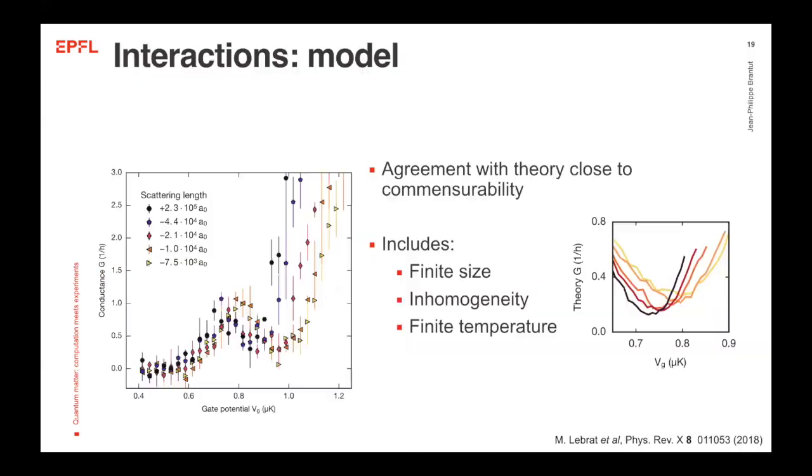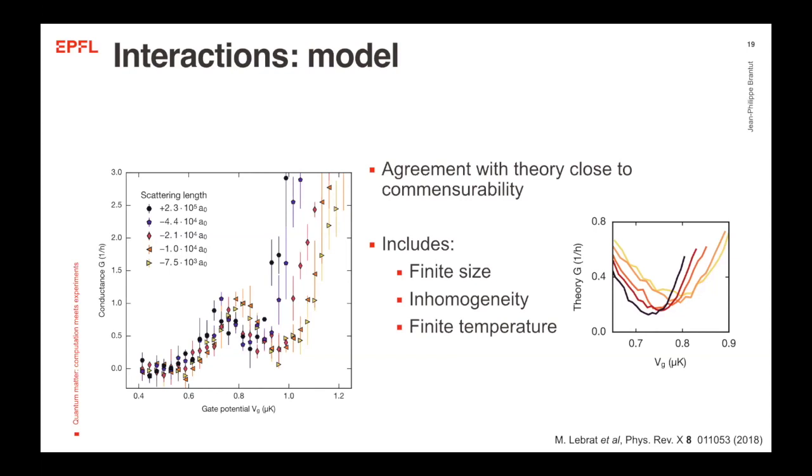So Thierry has put that in mathematical ways. He has modeled our experiment, including finite size, inhomogeneities, finite temperature, and so on. And what you see here is the theory for the conductance close to this point, for the different interaction strengths we have. And you see that at least qualitatively, the agreement is pretty good. Also in terms of how this minimum is actually shifting a little bit, and the magnitude of the conductance is compatible with what we see in the experiment.